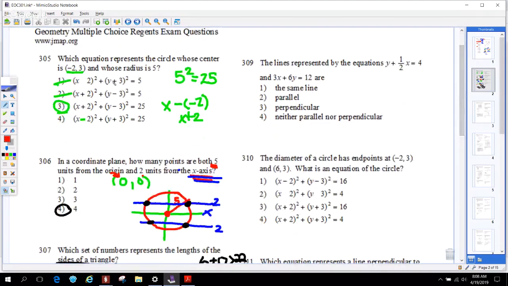309 says, what do these represent? So always put it in y equals mx plus b form. There's another way that you can do it, but you'll never go wrong if you put it into y equals mx plus b. So what do I need to do with this first equation to get it into y equals mx plus b? X on the other side. Yep, I need to move the x to the other side.